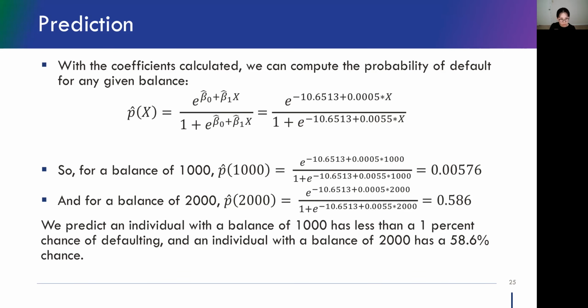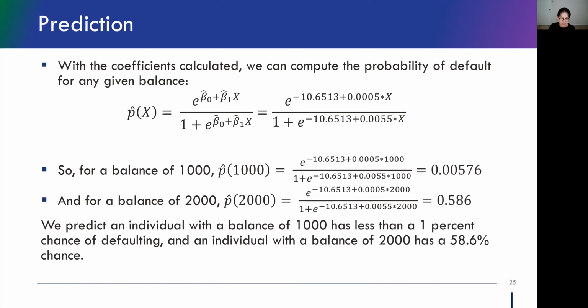The next part will be prediction. Remember, what we want to do is prediction. With the coefficients calculated, we can compute the probability of default just by plugging in the value we have. For a balance of 1000, this probability is 0.005 or 0.058. For a balance of 2000, plug in 2000 here, and we find the probability being 586. What does this tell us?